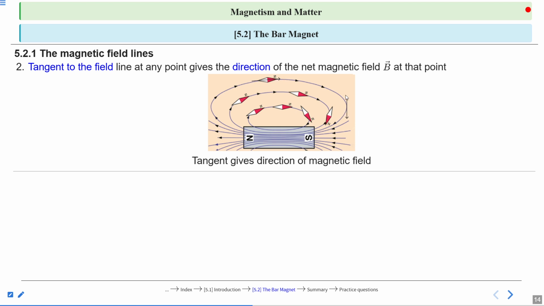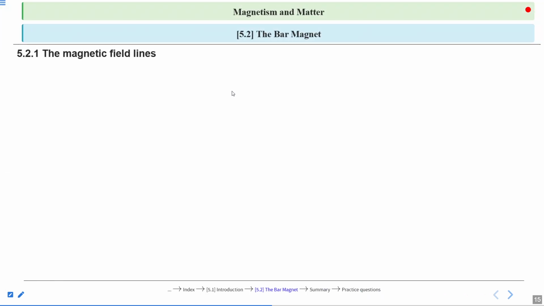Similarly, at this point on the rightmost side in the diagram, if we draw the tangent at this point, it will be like this, vertically downwards. So the magnetic field direction at this point is in the vertically downward direction. So the tangent to the magnetic field line at any point will give the direction of the magnetic field at that point. This is the second property of magnetic field lines.